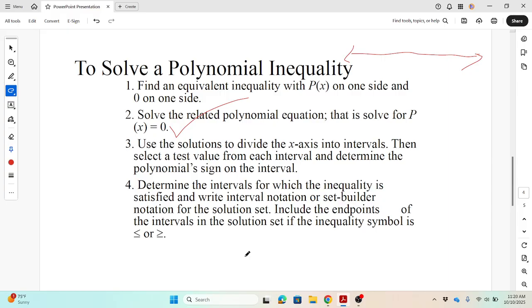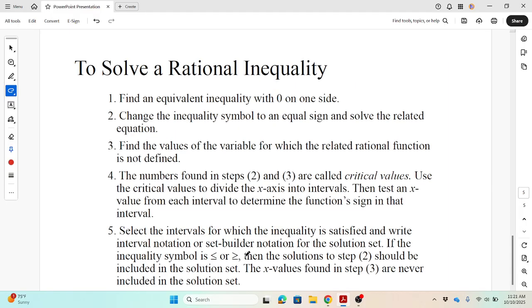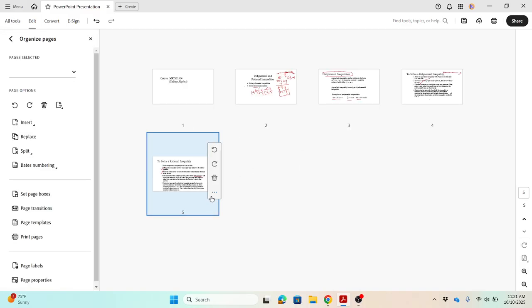Now always your solution would be in interval notation. We try to do the same thing for the rational inequality. First of all, find an equivalent inequality with 0 on one side. Change the inequality symbol to an equal sign and solve the related equation. Find the values of the variable for which the related rational function is not defined. The numbers found in steps 2 and 3 are called critical values, where the rational function is 0 and where it is undefined. Use the critical values to divide the x-axis into intervals, then test an x value. I'm going to show you how to follow these steps by using some examples.